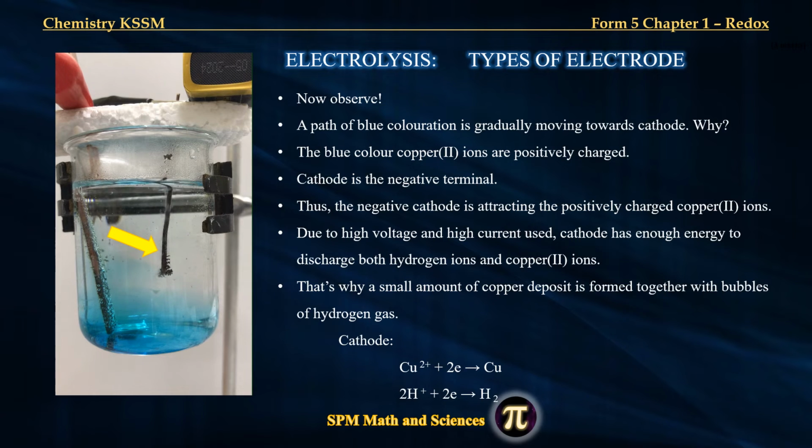We can also observe that a small amount of copper deposit is formed at the cathode. After electrolysis occurred, there are two cations available, copper 2 ions and hydrogen ions. Due to the high current used in this electrolysis, both cations are selectively discharged to produce hydrogen gas, seen as colorless gas bubbles, and a small amount of copper deposit.